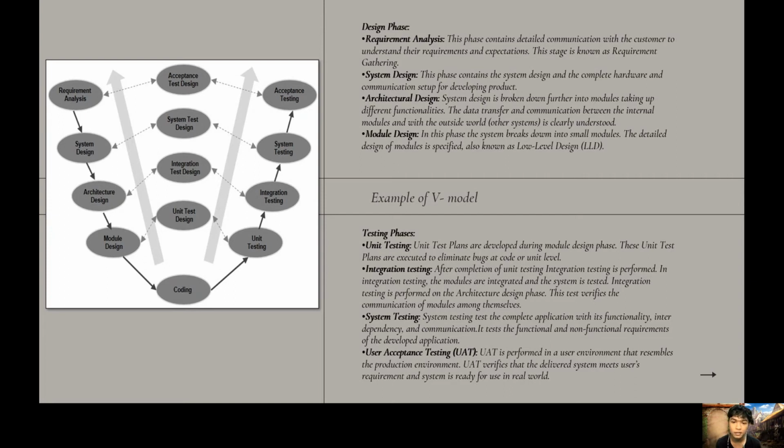And lastly, user acceptance testing. The user acceptance testing is performed in a user environment that resembles the production environment. UAT, user acceptance testing, verifies that the delivered system meets the users' requirement and the system is ready for use in the real world.